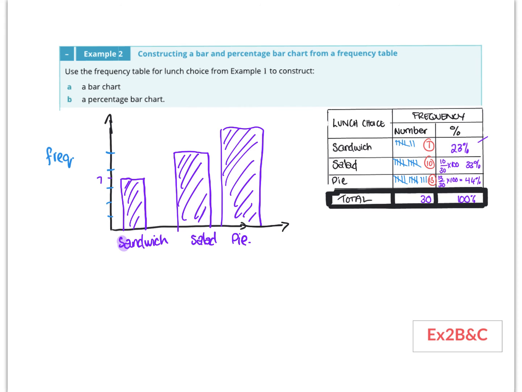Now, if you had the percentage, you'll draw the same thing, but you'll write the percentages. It would be like 0 here, and then you just mark them up. So it was 23% here, this was 33%, and this makes it up to 44%. Okay? Alright, so that's how you're going to construct them. So you can just do 2B today.